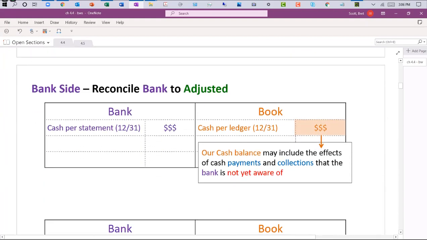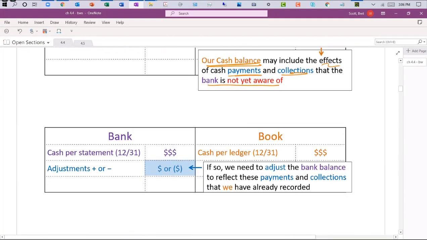So here's how I recommend you start processing this stuff. First, you want to look at the bank side. Given the statement, ask, our cash balance may include effects of payments and collections that the bank is not yet aware of. So what are some things that we've recorded that do not appear on the bank statement? Maybe we've cut a check. Maybe we mailed a check. Maybe we received cash and updated our T account, but the bank hasn't received that check yet. Well, there's a lot of things that we have done on our side.